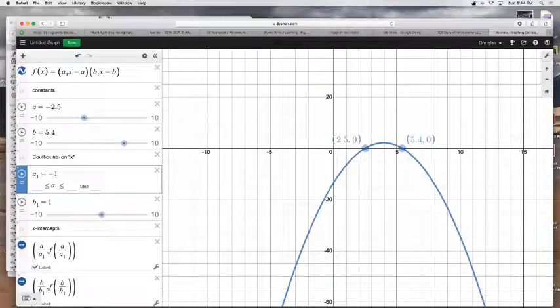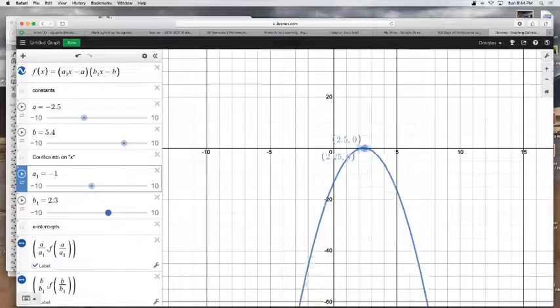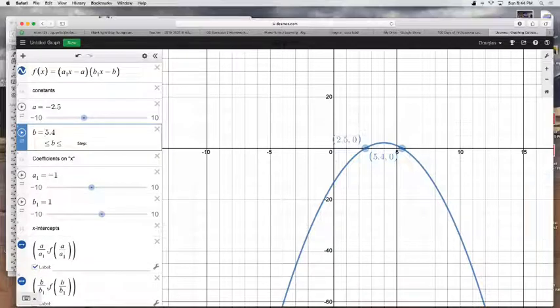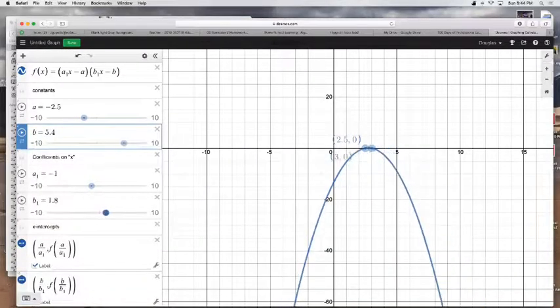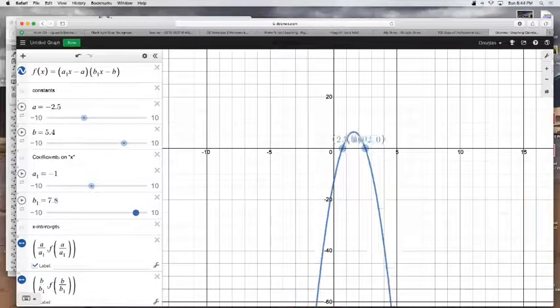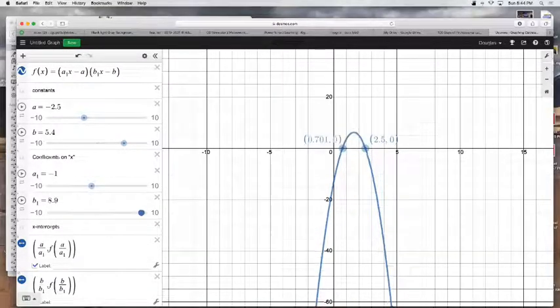So you can see if we make the b value bigger, it actually does change the x-intercept. If I make b1 equal to 1, my x-intercept is 5.4, and if I make b1 equal to 2, then my x-intercept is half of 5.4. So there's an inverse relationship between the b1 coefficient and the x-intercept.